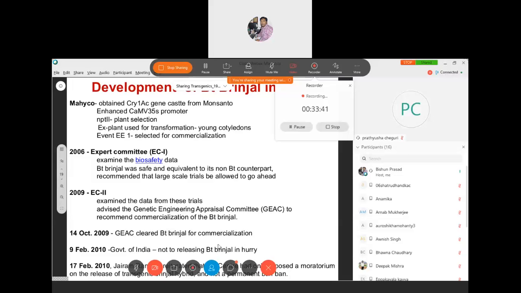And on 17th February 2010, when Jairam Ramesh was the minister, they imposed a temporary moratorium on the release of this BT brinjal. So Jairam Ramesh said that they don't want to release it now. They want to keep it for some more time. So the moratorium was brought, and they temporarily banned the release of this BT brinjal in India.